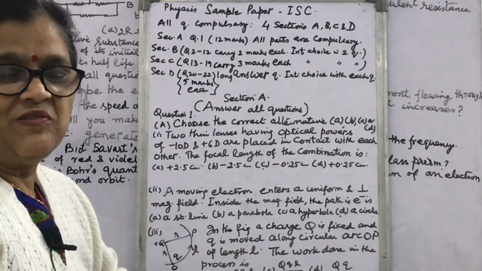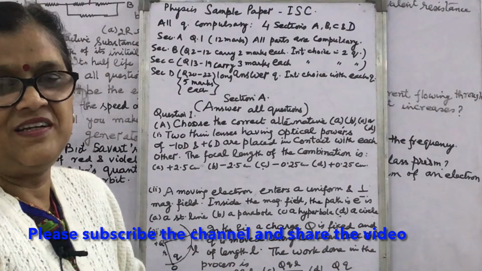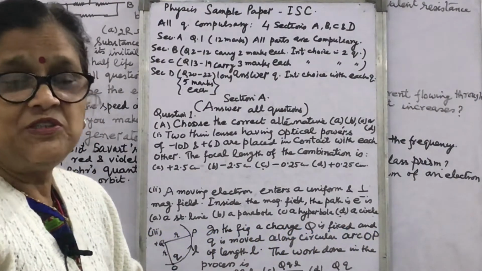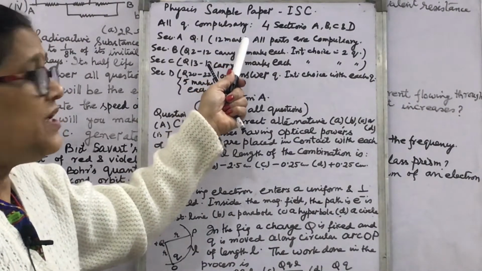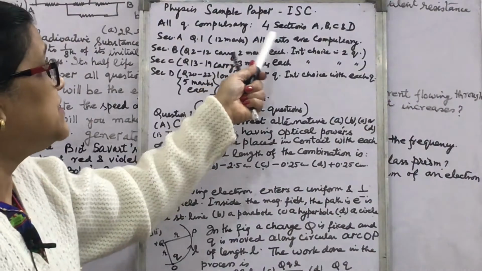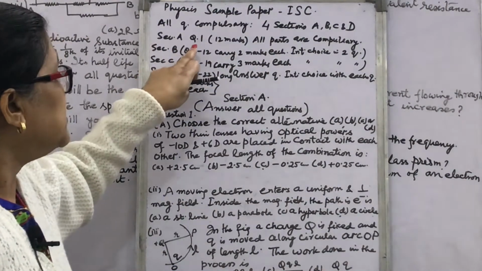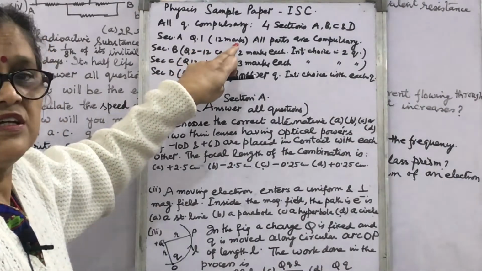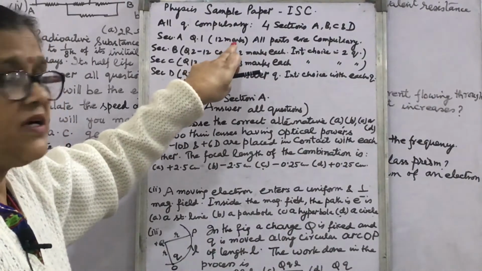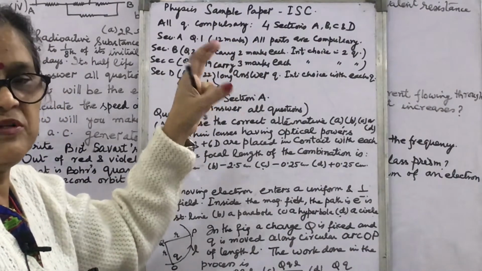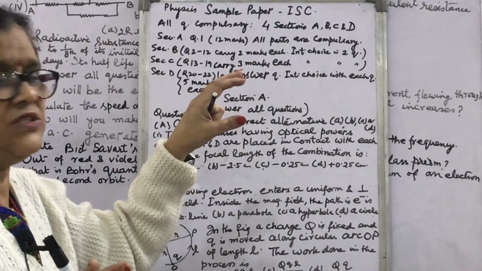Today we are going to discuss the physics sample paper for the ISC board. In this question paper, all questions are compulsory. This paper contains 4 sections: A, B, C and D. Section A, question number 1, is of 12 marks. All parts are compulsory. In this 12-mark question, 5 are multiple choice questions where options are given, and 7 are very short answer questions.